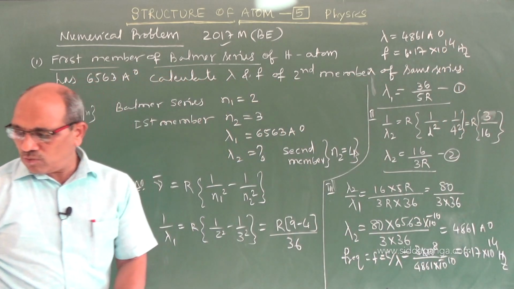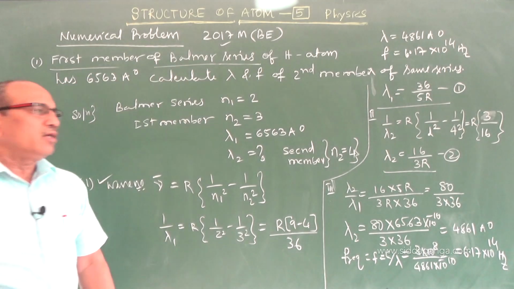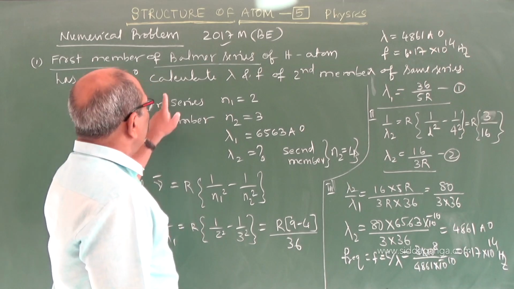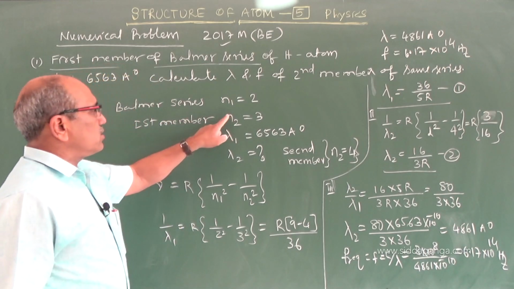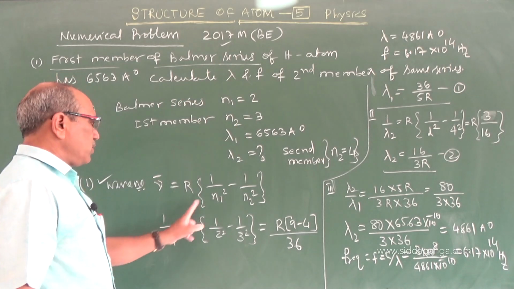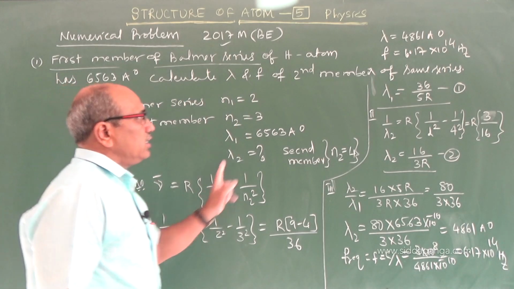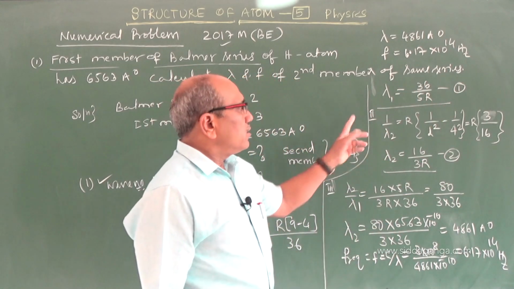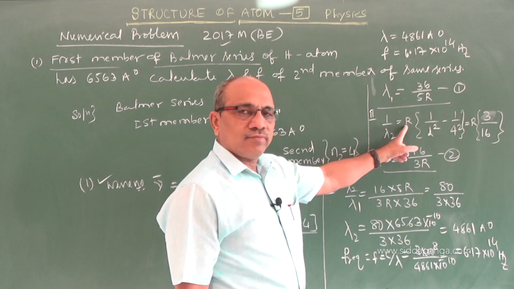So it is one question of this type even appearing in the entrance. You come to know, given first member means n2 is 3, n1 is 2, Balmer series. Substituted in the wave number expression and got the relation as lambda 1 equal to 36 by 5R.